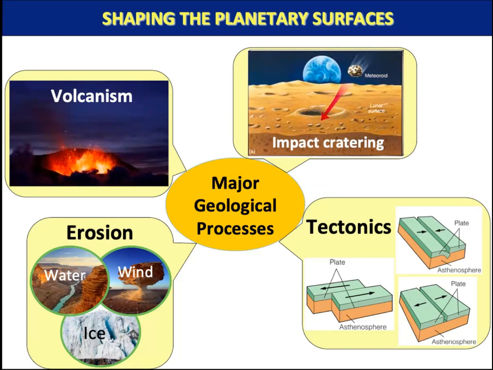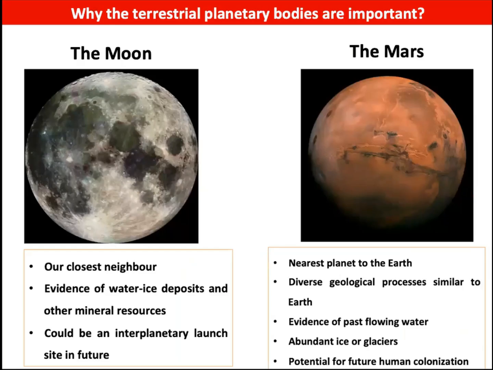But if you look at the Moon or Mars, let us take the Moon. It has a very thin atmosphere, and there is no dynamic interaction between the atmosphere and the lunar surface. Because of that, the action of these agents occurs at various scales on other planetary bodies. Now let us take the Moon and Mars.